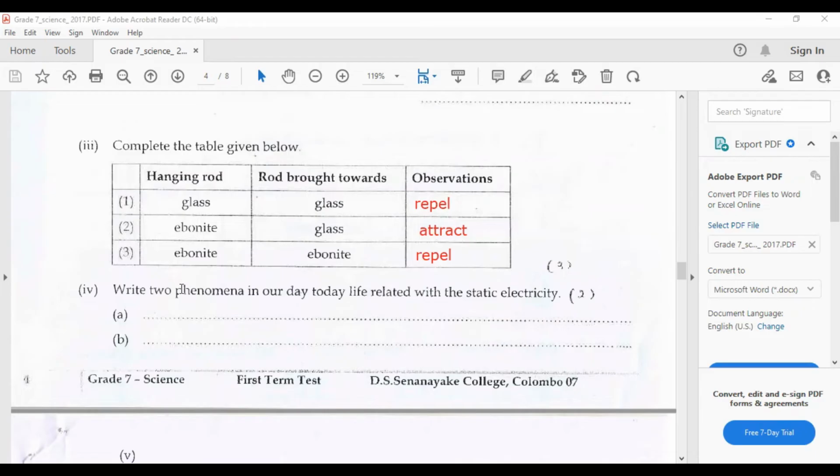Problem number 4, write two phenomena in our day-to-day life related to static electricity. One phenomenon is lightning. Next one is emitting a tick sound when ironing clothes.